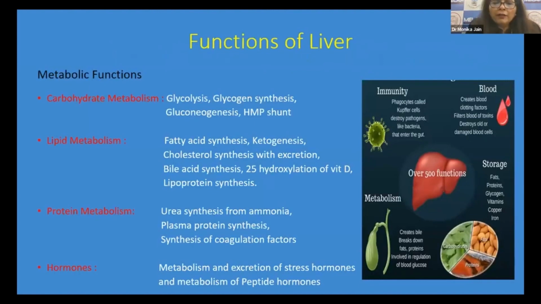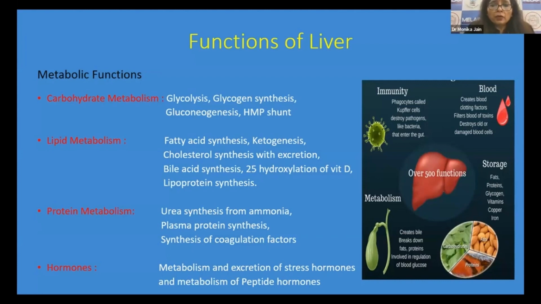Look at the functions of liver. There are metabolic functions, which involve carbohydrate metabolism. We all know that glycolysis, glycogen synthesis, gluconeogenesis, HMP shunt, they all occur in liver. Coming to lipid metabolism, fatty acid synthesis, ketogenesis, cholesterol, a very important component in our body, the bile acid synthesis, even the hydroxylation of vitamin D to an active form, lipoprotein synthesis, all these occur through liver.